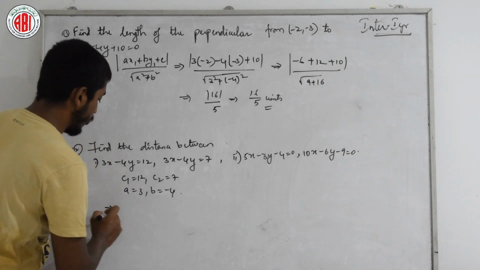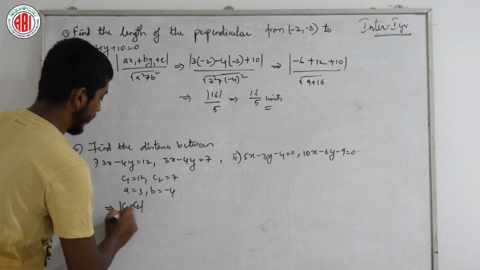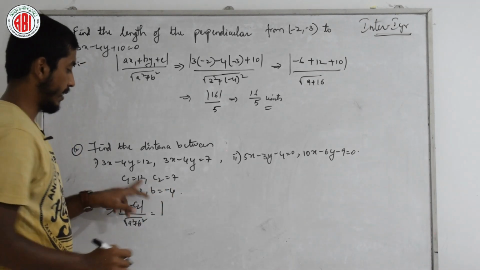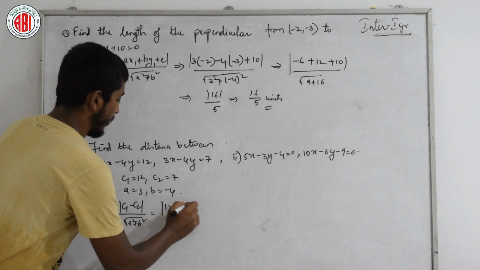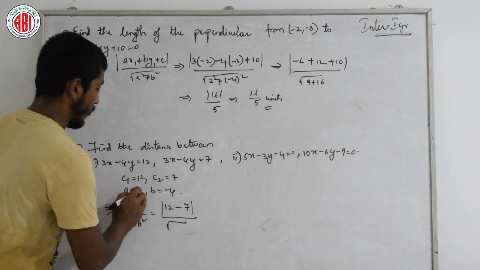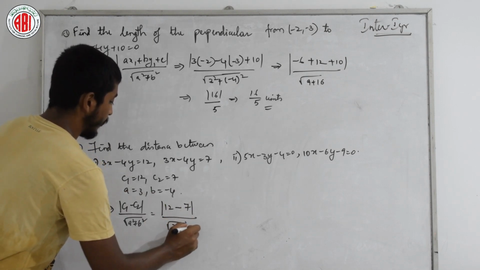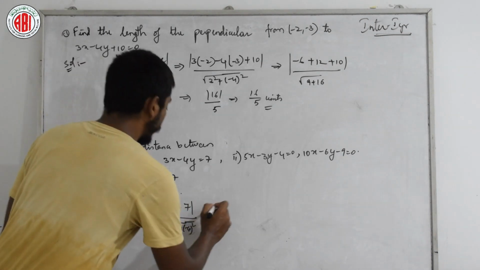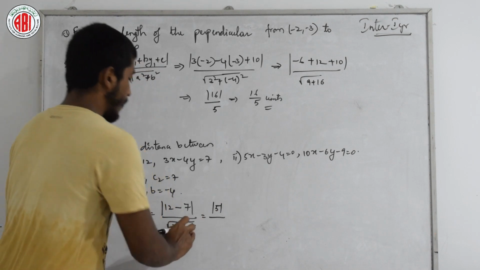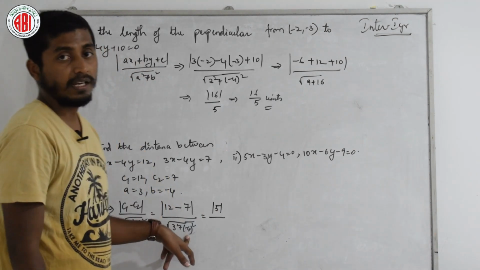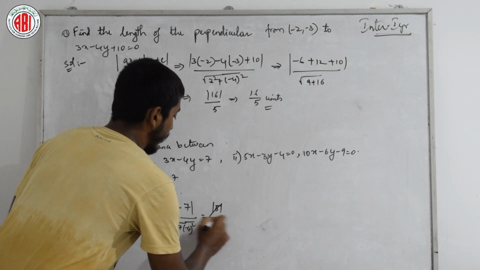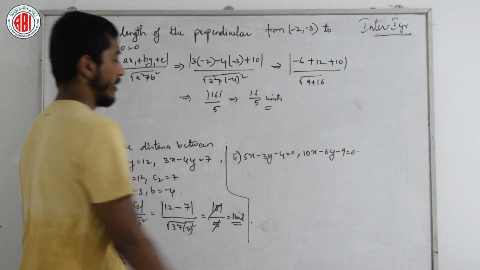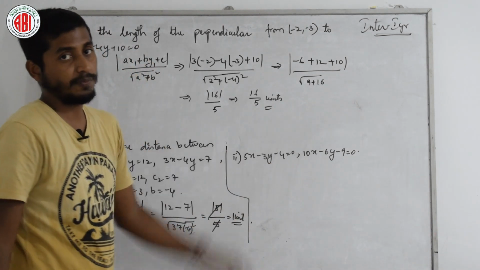Therefore, the distance between the two parallel lines is mod C1 minus C2 by under root A square plus B square. C1 is 12 minus C2 is 7 by under root A square plus B square. It becomes 12 minus 7. How much is it? 5 by under root 3 square plus 4 square, that is 9 plus 16 under root, which is also 5. Therefore, this is 1 unit. Is it clear? Now let us find the distance between these two parallel lines.